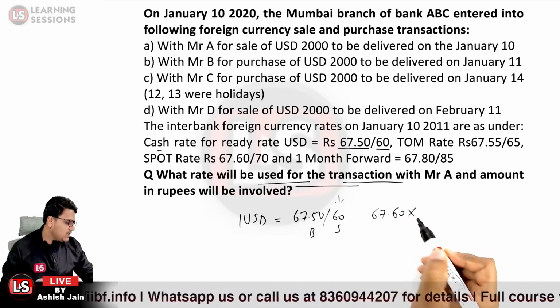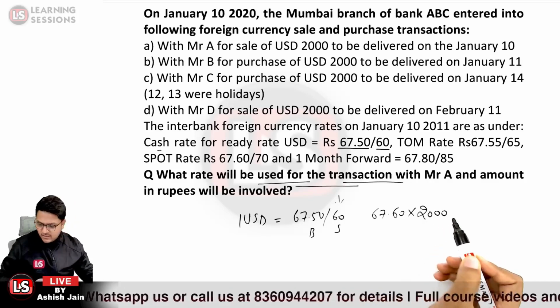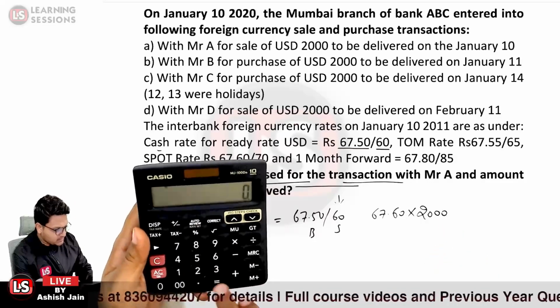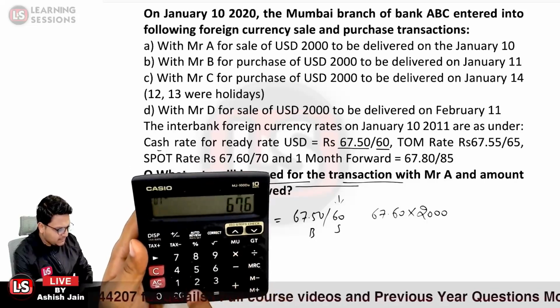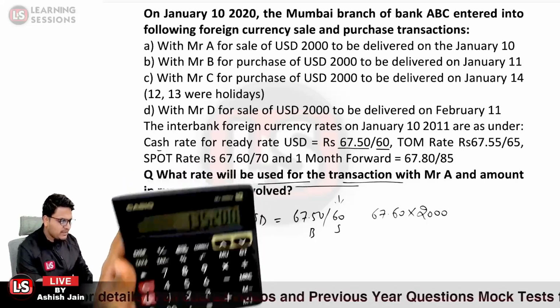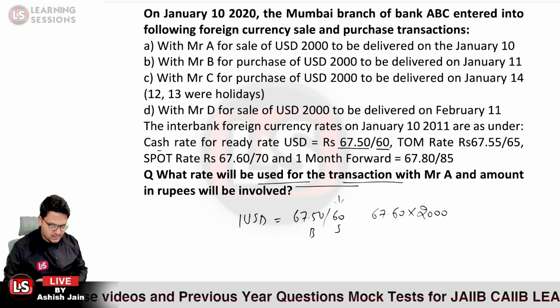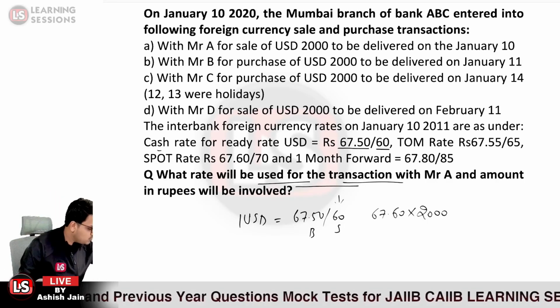And what is the amount in rupees involved? We'll be multiplying it with 2000. So we can calculate it simply: 67.60 multiplied by 2000 amounts to 1,35,200. So that is the answer for the first question over here.